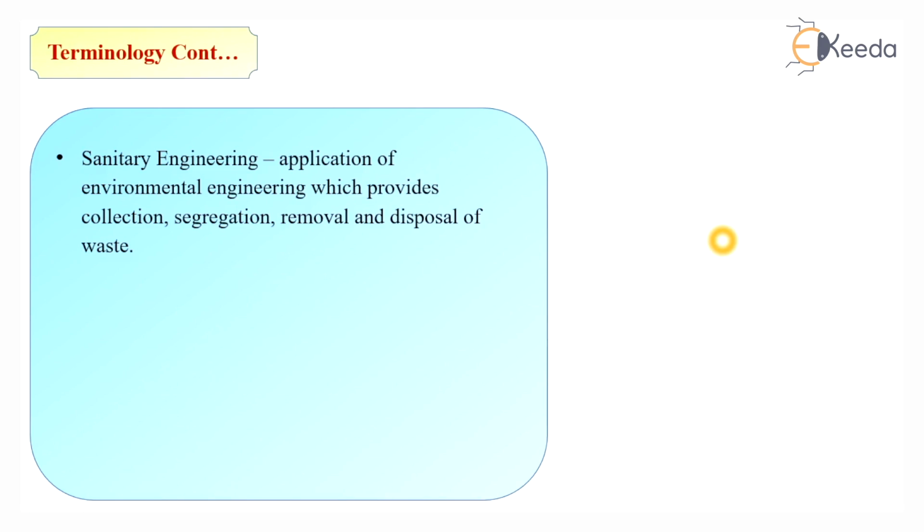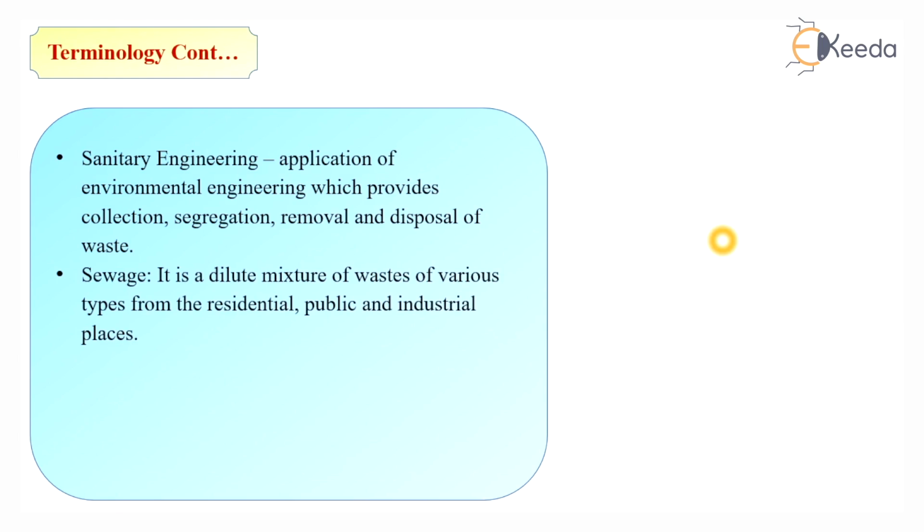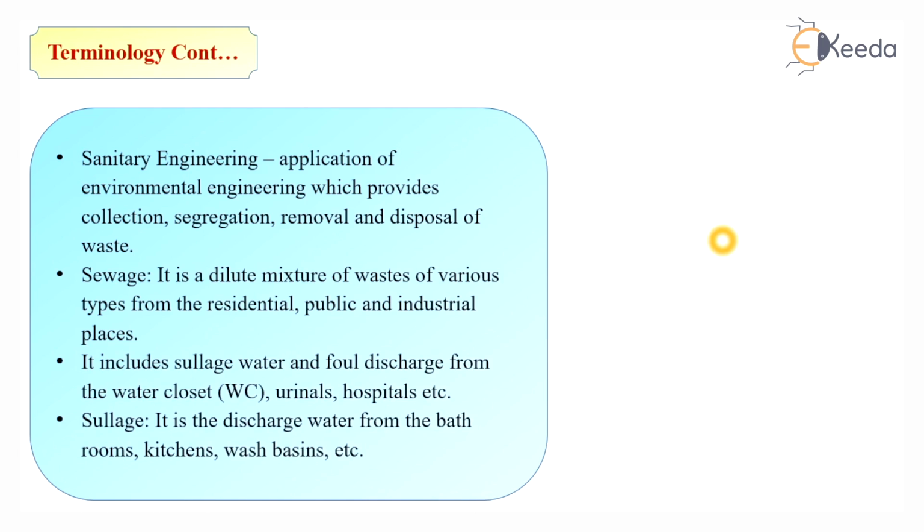In terms of environmental engineering, sanitary engineering is the application of environmental engineering which provides collection, segregation, removal, and disposal of waste. In sanitary engineering, we use two terms, that is sewage and sludge. Sewage is a diluted mixture of waste of various types from residential, public, and industrial places. It includes sludge water and foul discharge from the water closet, urinals, hospitals, etc. Sludge is the discharge water from the bathroom, kitchens, wash basins, etc.